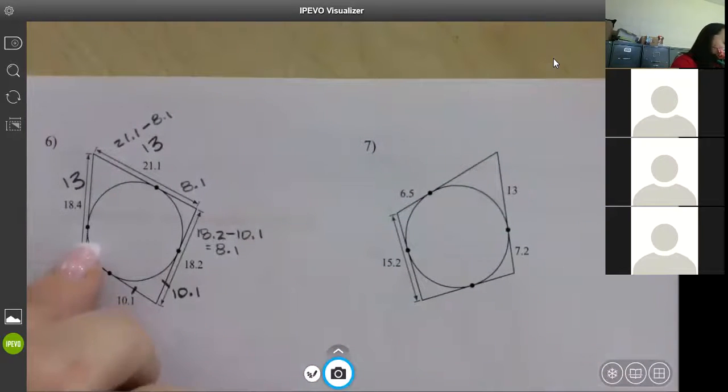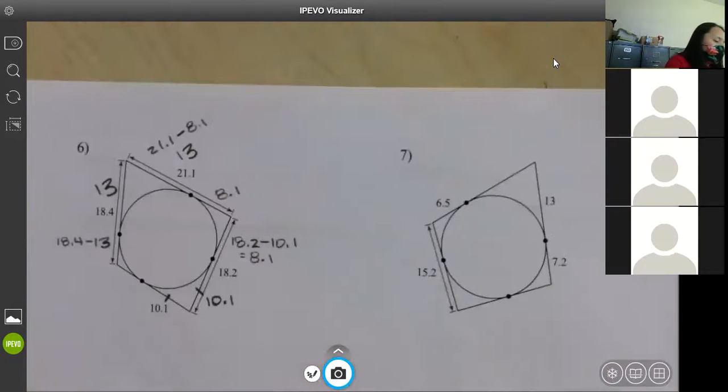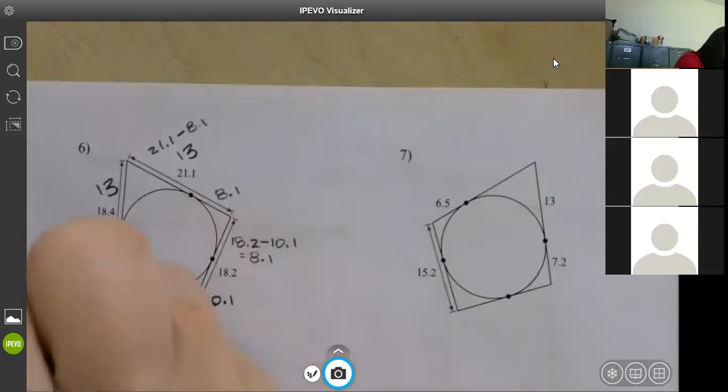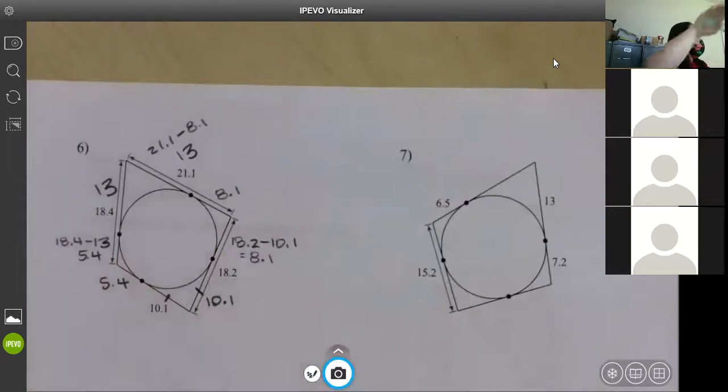How do I get this part? Guys, come on. Thank you. And you get? And then the other part is 5.4. And now I have every single one filled in.